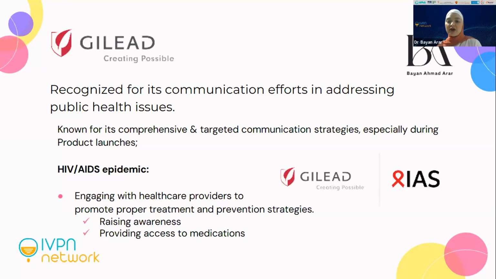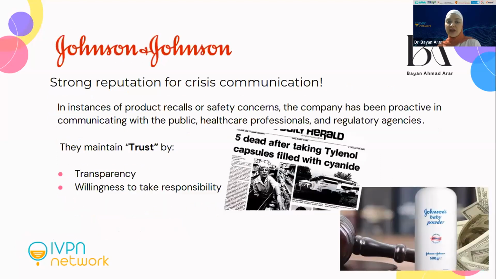So all companies are making huge efforts to communicate. For example, Johnson & Johnson. We all know that Johnson & Johnson have a strong reputation for crisis communication. I think this is one of the most difficult types of communication, because when you're in crisis, you have to stay strong and defend your case, defend your product, and not be an easy quitter, because there would be a huge mess.